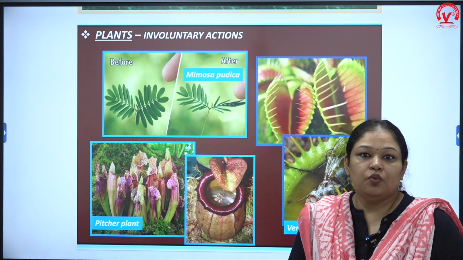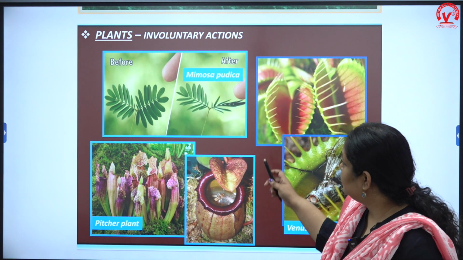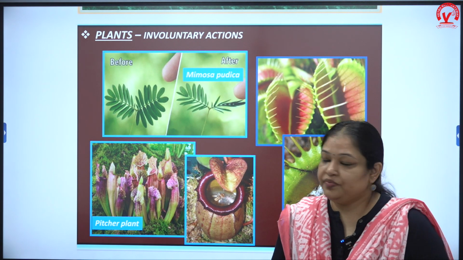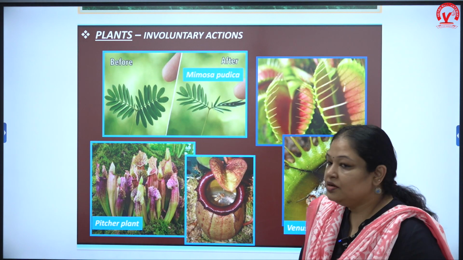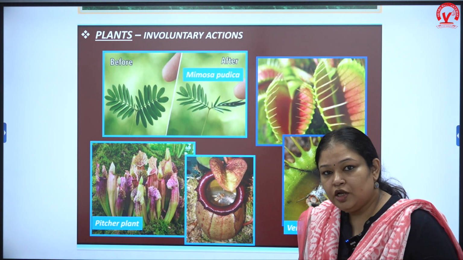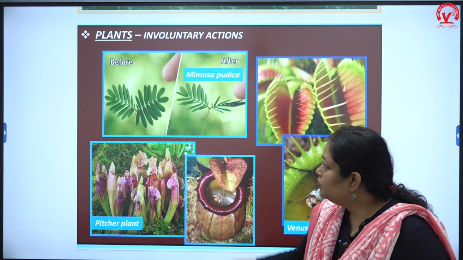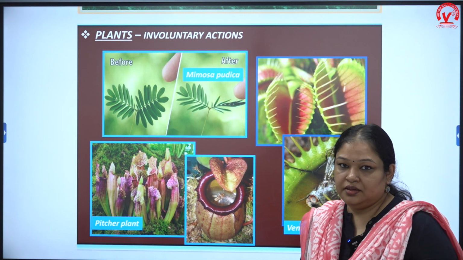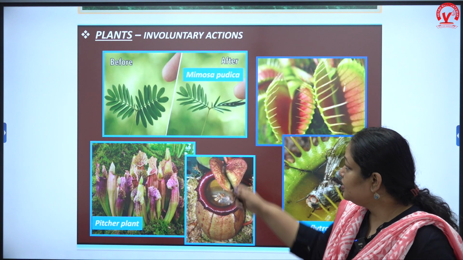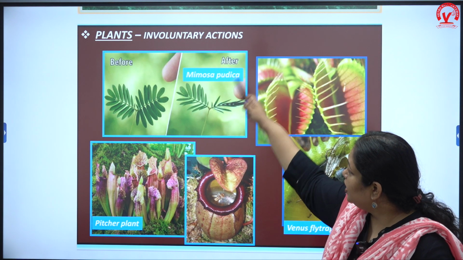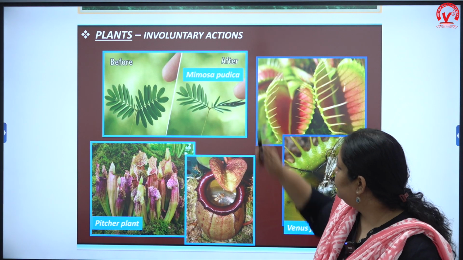So let's talk about the involuntary actions of plants. Mimosa pudica, that is the touch-me-not plant. All of you would have seen it in your garden. When you touch the leaves, it shrinks. That is the involuntary action of Mimosa pudica.